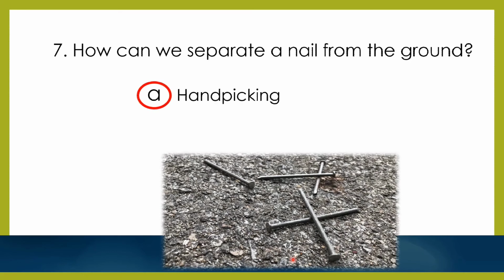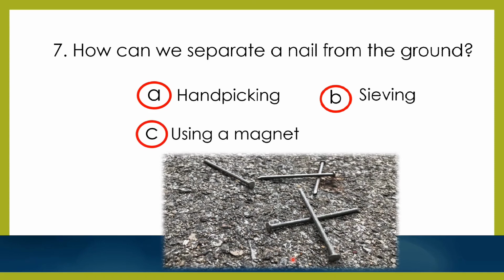Letter A, are we going to use the method of hand picking using our bare hands? Letter B, sieving. Letter C, are we going to use a magnet for us to get the nails? Or letter D, are we going to use the sedimentation method? Again, how can we get the nails from the ground? Letter A, hand picking. Letter B, sieving. Letter C, using a magnet. Or letter D, sedimentation.